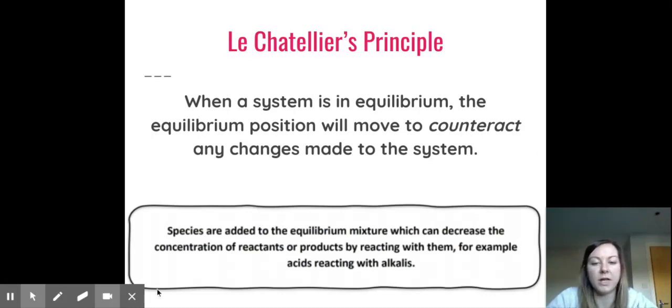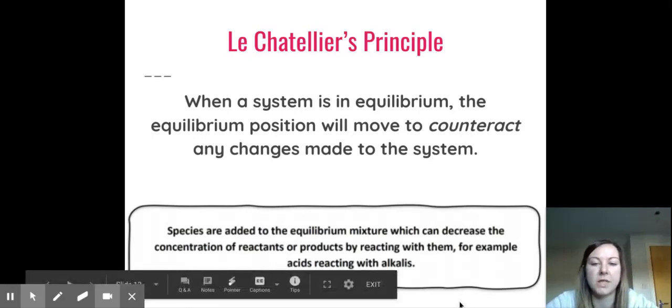Now, one of the trickier parts of this: it was quite easy in that example we just looked at to say, right, if we're adding salts, they're going to split up into their ions in solution. So we're adding this, that's adding a product. If we add this, that's adding a reactant.